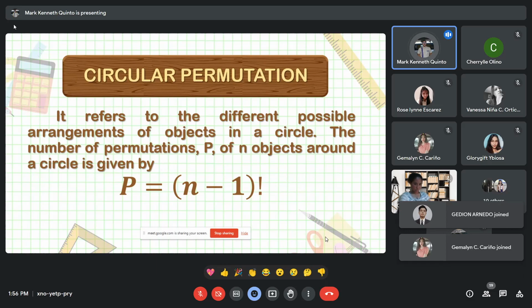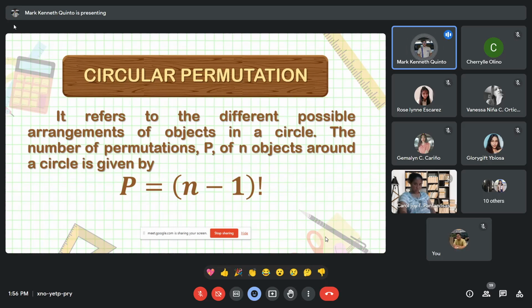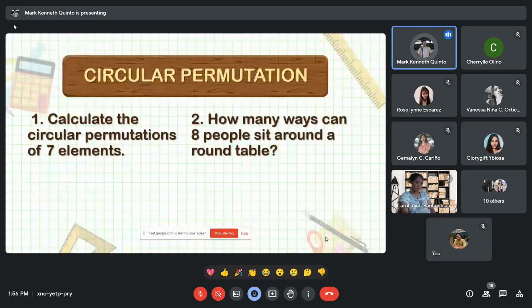So we have the circular permutation. It refers to the different possible arrangements of objects in a circle. The number of permutations P of the n objects around the circle is given by P is equal to n minus 1 factorial. So let's have first the example for circular permutation. For number one, we have to calculate the circular permutation of 7 elements.